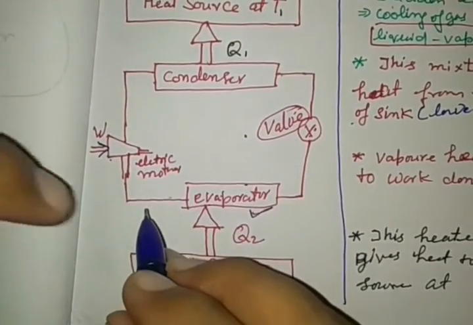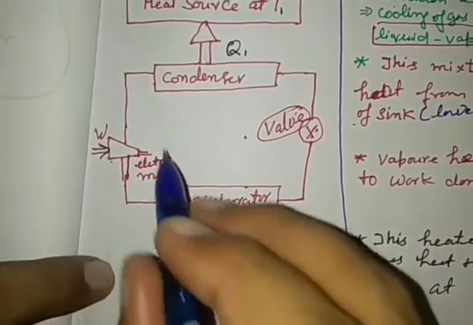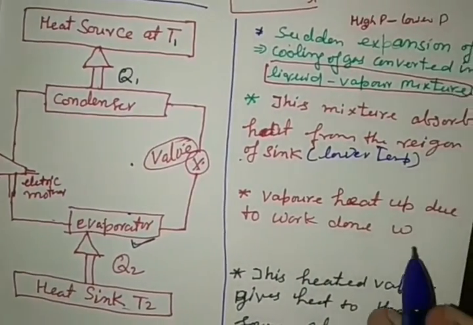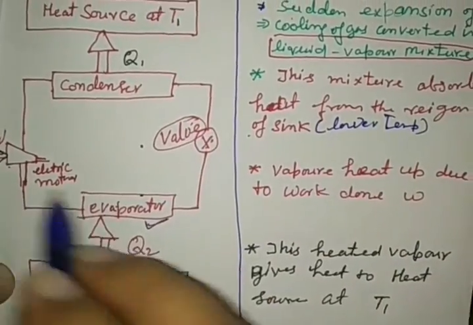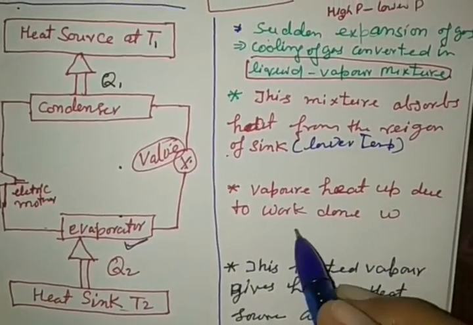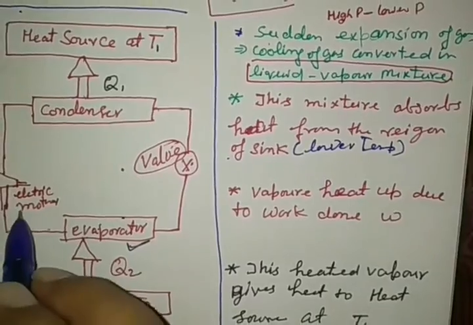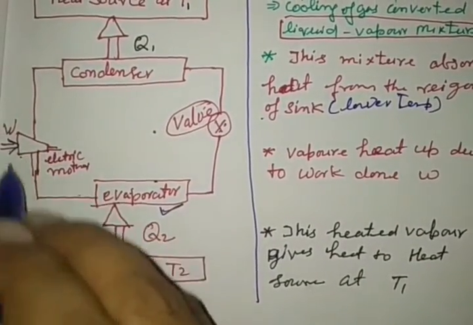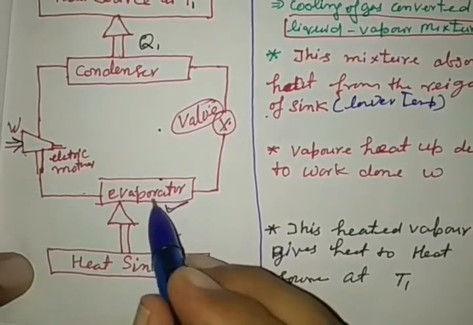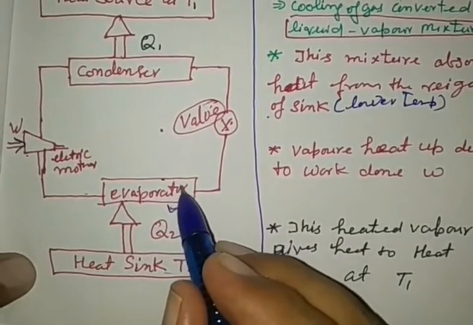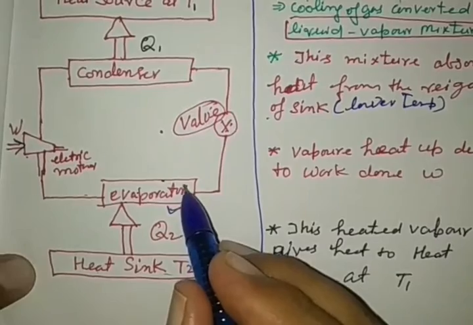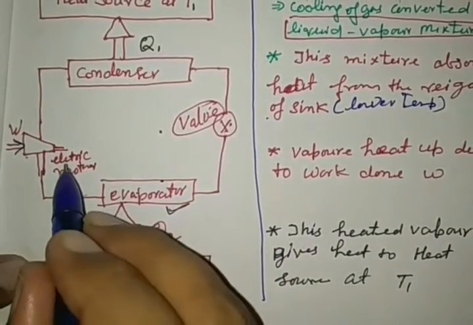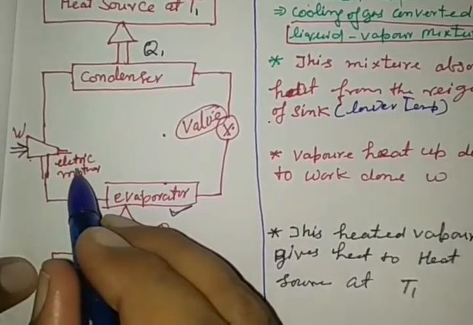Now with high pressure it is sent to the third portion. In the third portion, the electric motor is given, and the vapor is heated due to work done. This is heated by the electric motor. So the evaporator converts the mixture of liquid and vapor ammonia into 100% vapor form by doing work on the system.